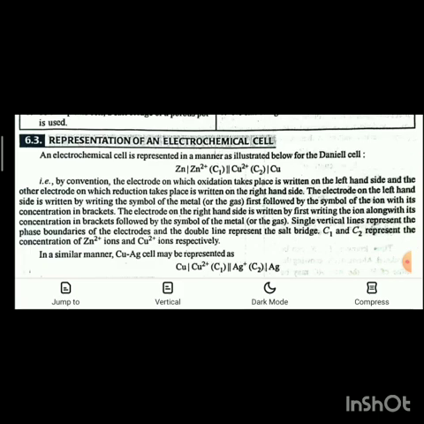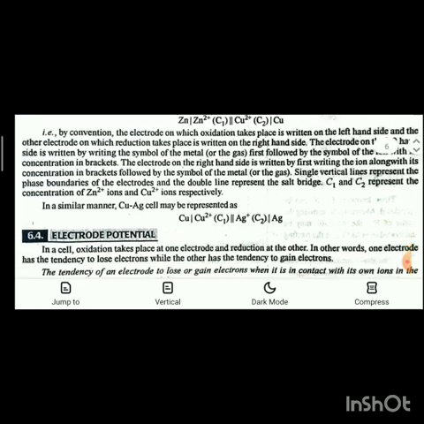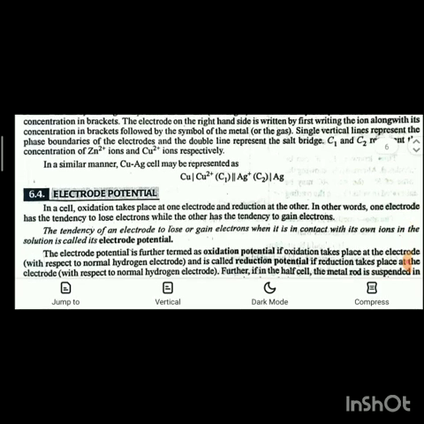A single vertical line represents the phase boundaries of electrodes and a double line represents the salt bridge. C1 and C2 represent the concentrations of Zn2+ and Cu2+ ions respectively. In a similar manner, the copper silver cell may be represented as Cu | Cu2+ (C1 concentration) || Ag+ (C2 concentration) | Ag.